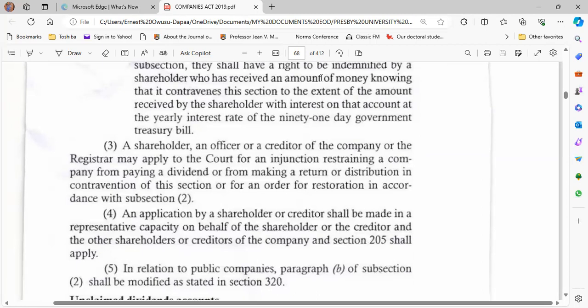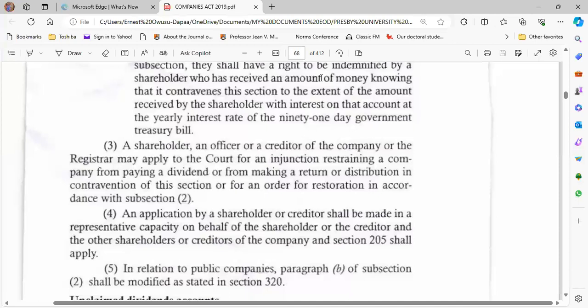But the good thing is that if you do not want trouble, you're a shareholder in a company, you're a director or an officer or creditor of a company, and you become aware that the company is about to distribute dividends, about to return some of its assets, and the company has actually not satisfied what the law has prescribed as a distribution test, and for that matter, the dividends or the return of assets they are going to make is going to be an illegal one, you do not have to wait for that to occur.